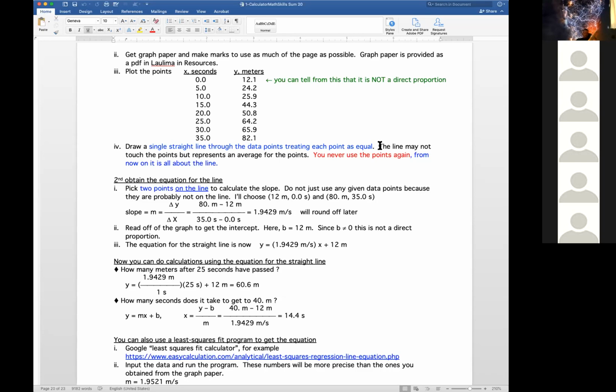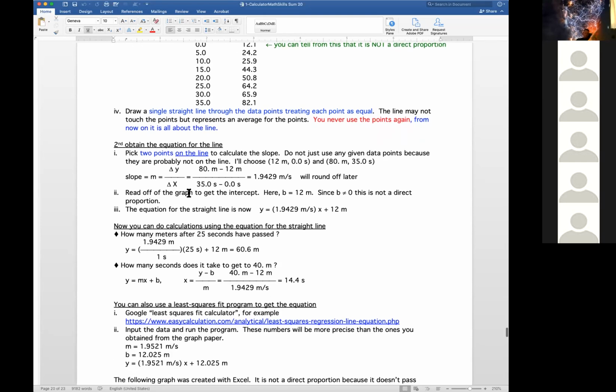So when I'm asked to get the equation of the line, I ignore the data points. I never use them again. I want the information about the line. So pick 2 points on the line to calculate the slope. So here I did that. Then you read off of the graph to get the intercept.